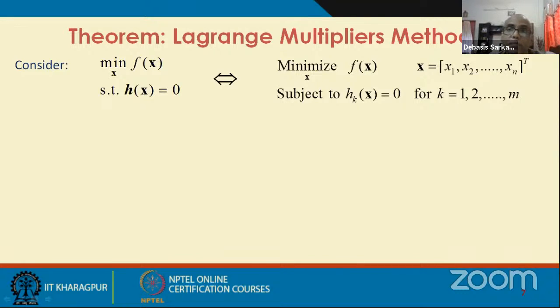So we have an optimization problem like this, a minimization problem. We want to minimize f of x subject to h of x equal to 0. An equality constraint optimization problem. So the function may have n variables and there may be m number of equality constraints.